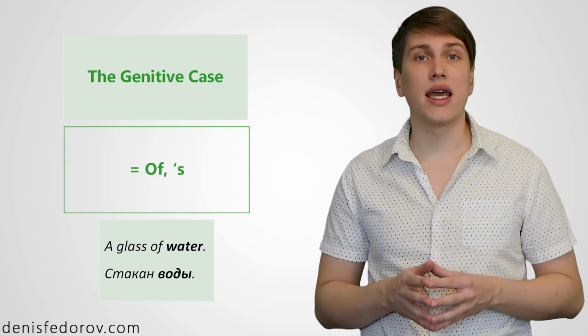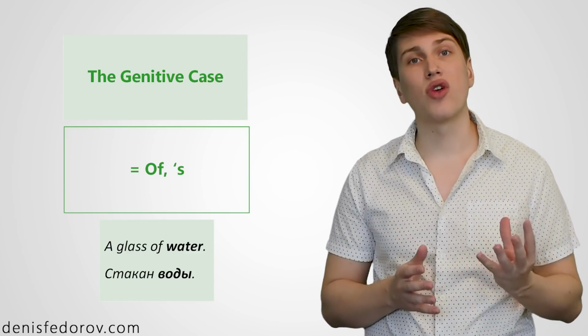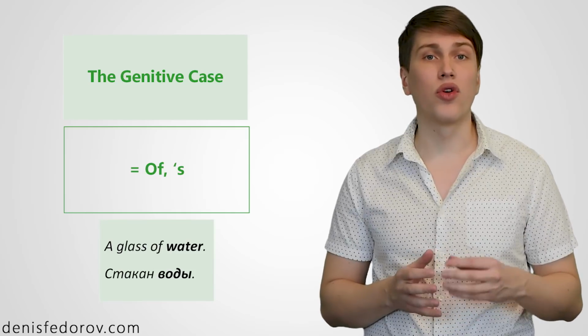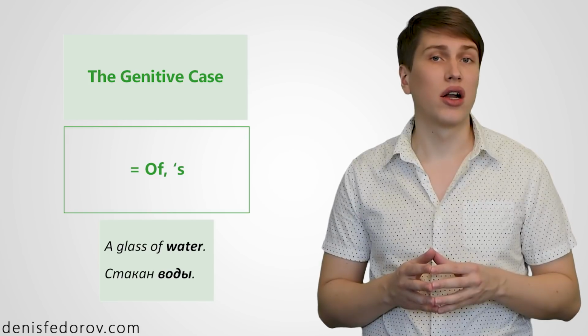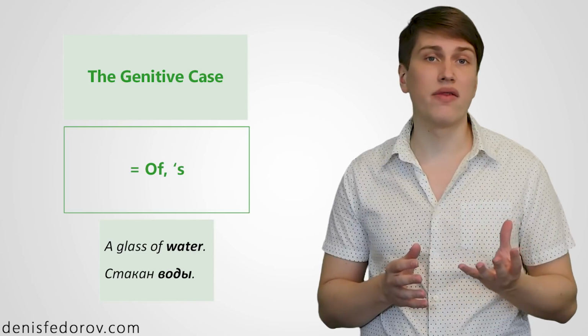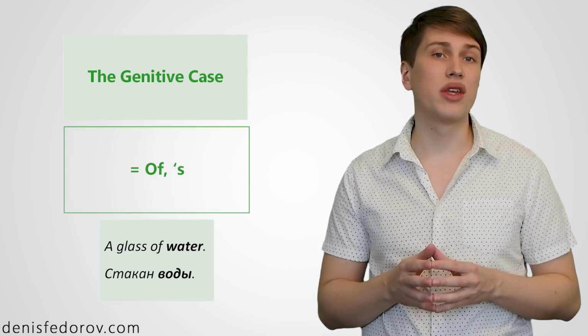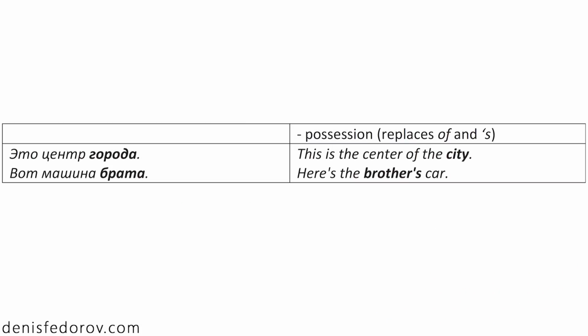Okay, the next case, the genitive case, is a possessive case and is basically a Russian way of saying "of" or this 's with an apostrophe, like in "a brother's car". We do not have a preposition "of" in Russian, neither do we have an analogy for this 's with an apostrophe in Russian. So the ideal example would be this. Possession replaces "of" and 's. Это центр города. Вот машина брата. This is the center of the city. Here is the brother's car.